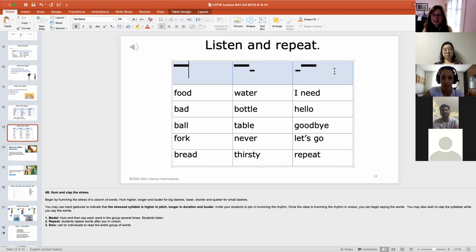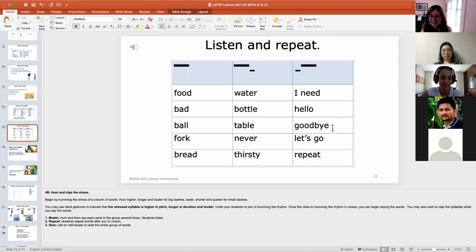And Inji, can I have you read that column number 3? I need, hello, goodbye, let's go, repeat. Very nice. Good job. And Kezia, can you do column number 3? I need, hello, goodbye, let's go, repeat. Excellent. Great job. Very nice.